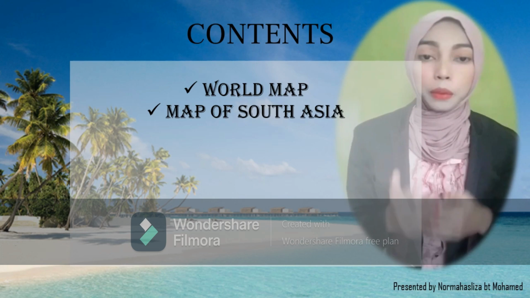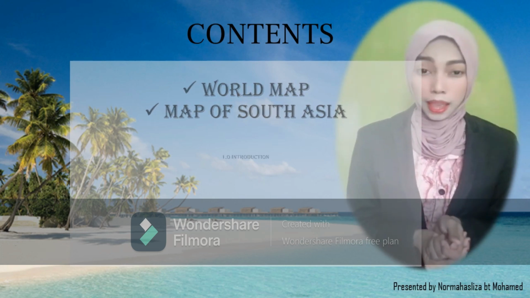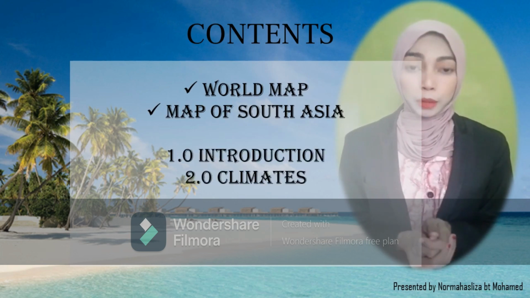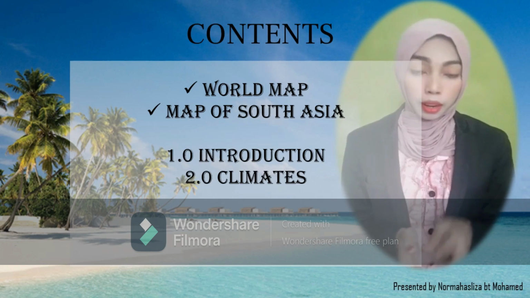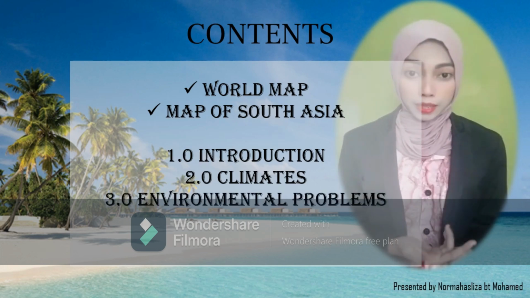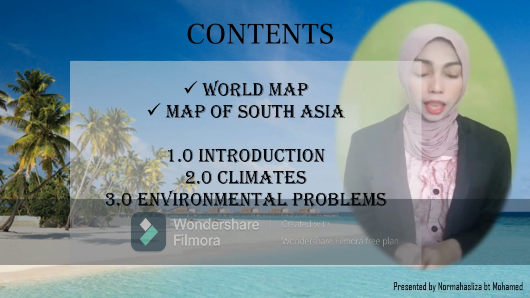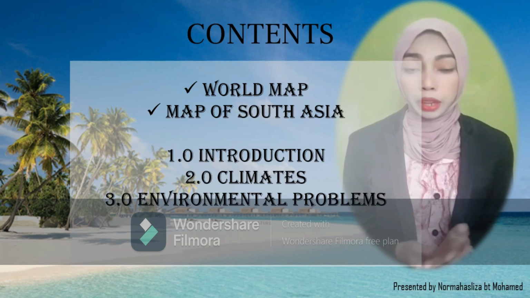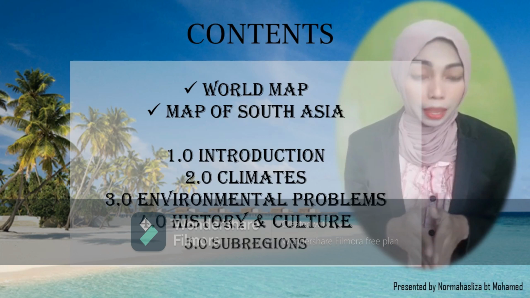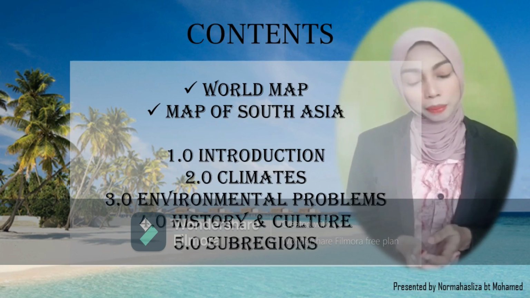Okay, in this video we will explain more about South Asia. A little bit about introductions and several types of climates. They have monsoons, dry and subtropical humid climates. And next, what are the environmental problems experienced by these regions? For example, natural hazards and human-induced ones such as air pollution, water pollution, and land pollution, as well as the histories and culture of their peoples. And lastly, what sub-regions are in South Asia. So, stay tuned, watch this video until the end. Let me start right now.